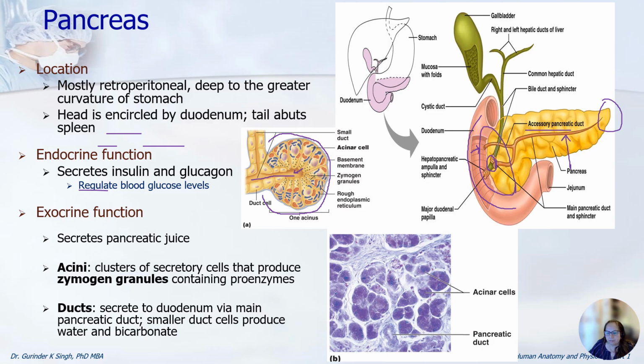Here are a few of these cells, and you can see the duct is there. So these are the acini cells present here. Insulin is released by the beta cells present.